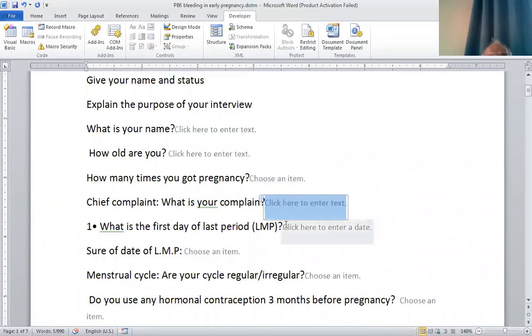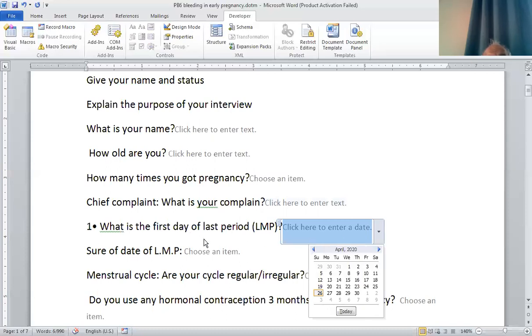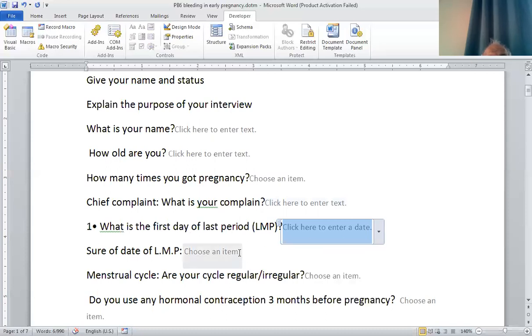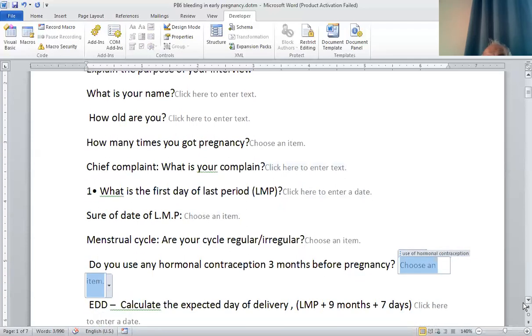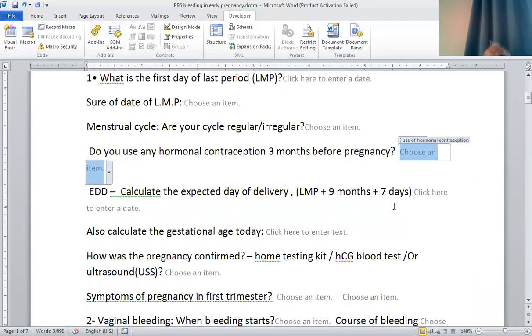She has vaginal bleeding. We will ask about the first day of the last menstrual period, and whether she is sure of the date or not. Then we ask whether the menstrual cycle was regular or irregular, and whether she was receiving any hormonal contraception during the 3 months before the first day. Then we calculate the expected date of delivery, and how far along the patient is; in this case, she is 16 weeks pregnant. And then we ask how she confirmed the pregnancy, by pregnancy test or ultrasound.